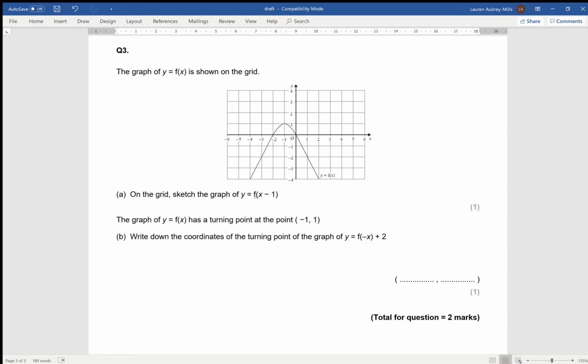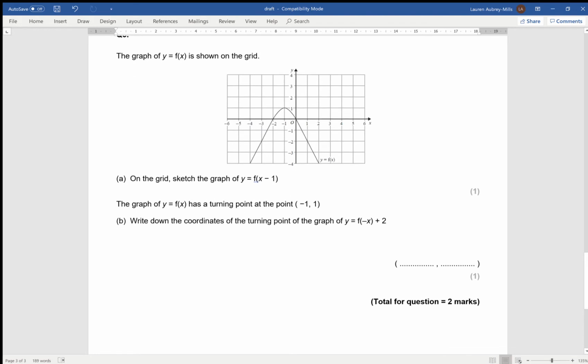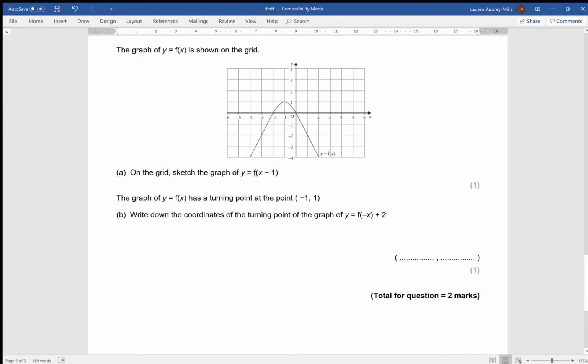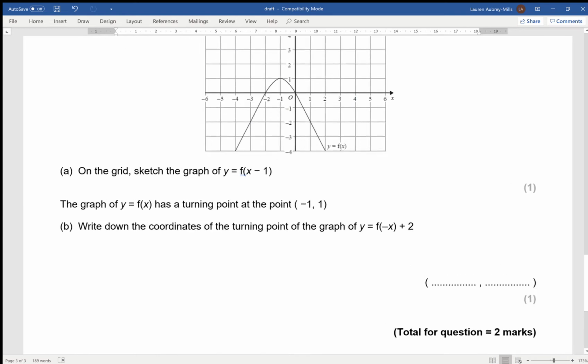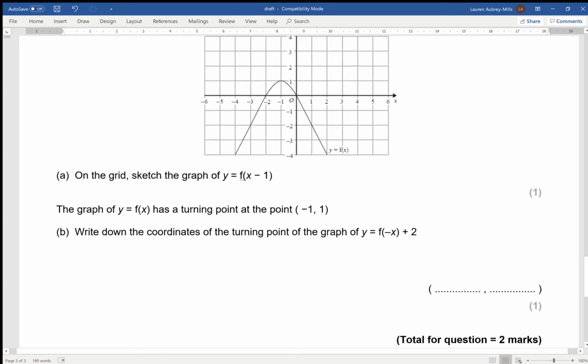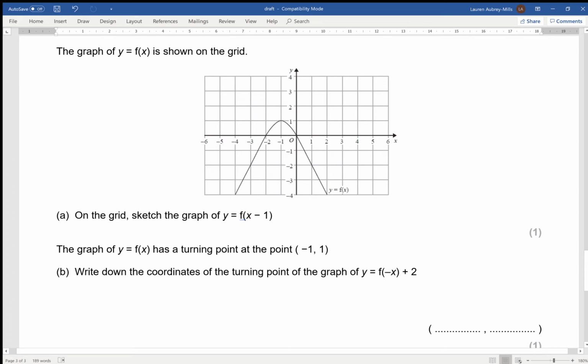Okay, so here we have a function. The graph of y equals f(x) is shown on the grid. So it's just a function. They've given you the graph there. It's quadratic, but it doesn't really matter for this case because what we're going to be doing is sketching this function in a different position.